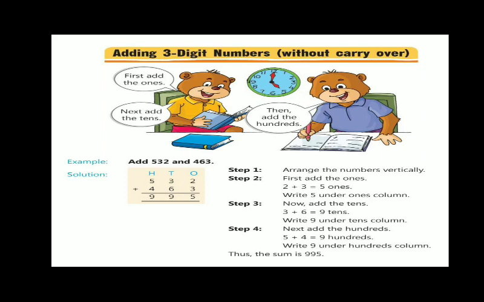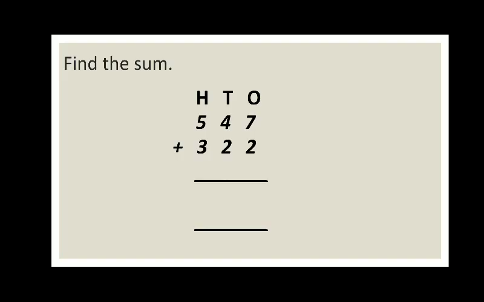In tens place it is 3 and 6. 3 tens and 6 tens. So 3 tens plus 6 tens is equals to 9 tens. So you will write 9 under the tens column. In hundreds place it is 500 and 400. So 500s plus 400s is equals to 900s. So you write 9. Thus the sum is 995.